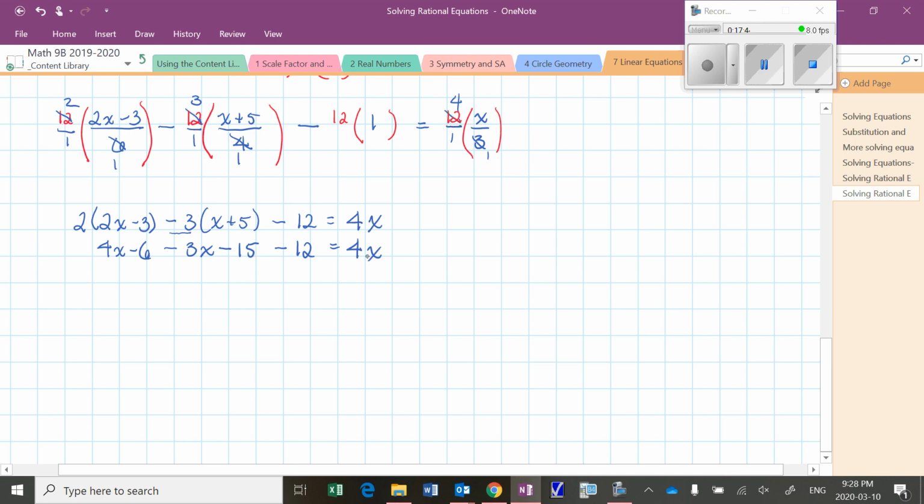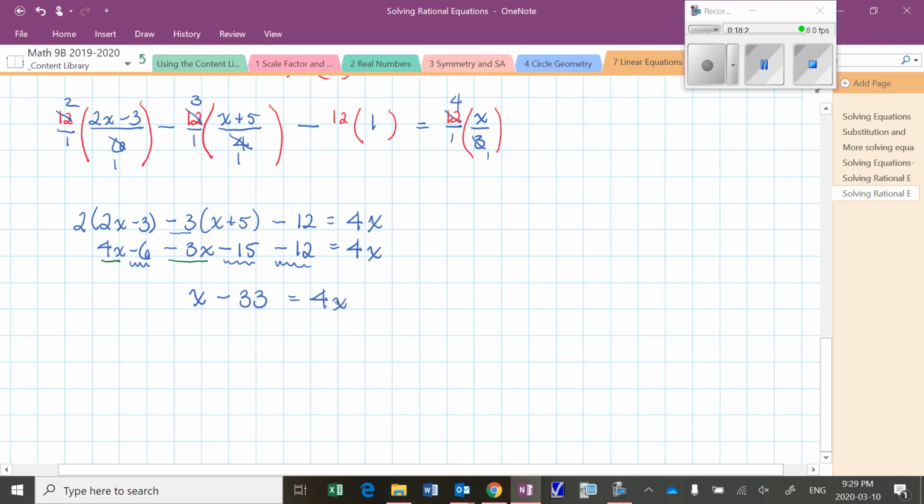So before we go anywhere moving things left or right, let's clean up that whole left side there. So I've got 4x's minus 3x's. That's just going to leave me with 1x. And then we also have minus 6 minus 15, so it's getting more negative, so that's negative 21, minus 12, and that's more negative, so negative 21 minus 12 is negative 33. And that equals 4x.